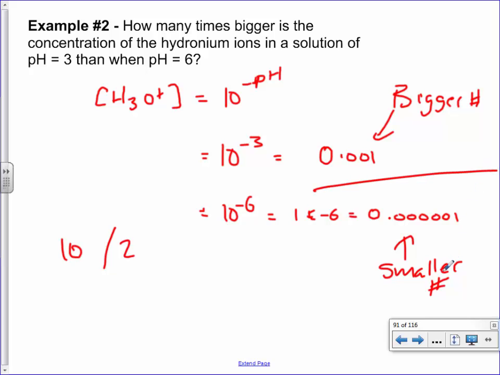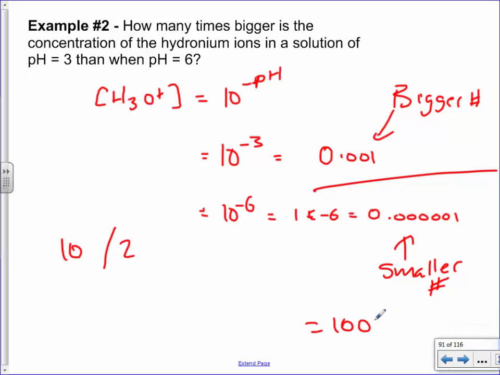We want to divide these numbers by each other. So what happens when you take 0.001 and you divide by 0.00001? 1,000 times bigger than. If you can wrap your head around the weirdness of lower numbers actually being bigger numbers, that's probably the hardest thing about pHs.